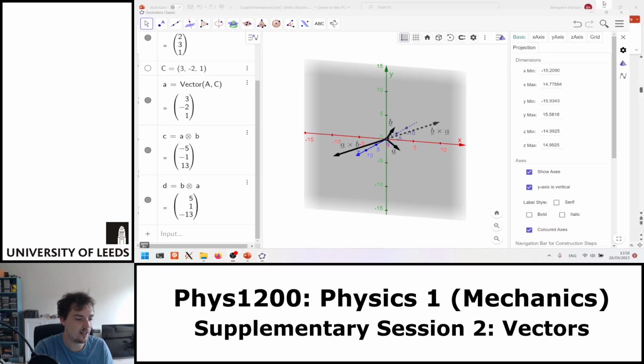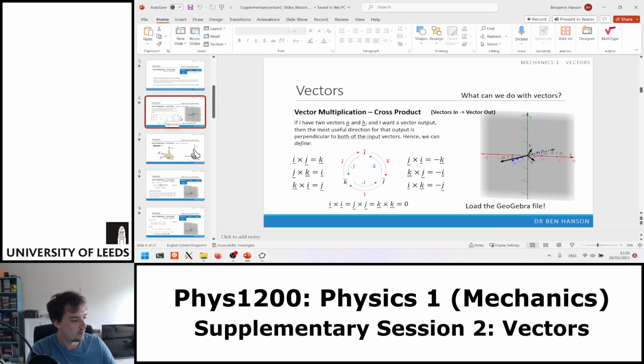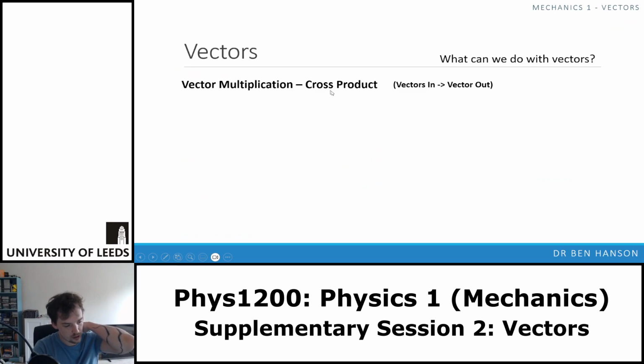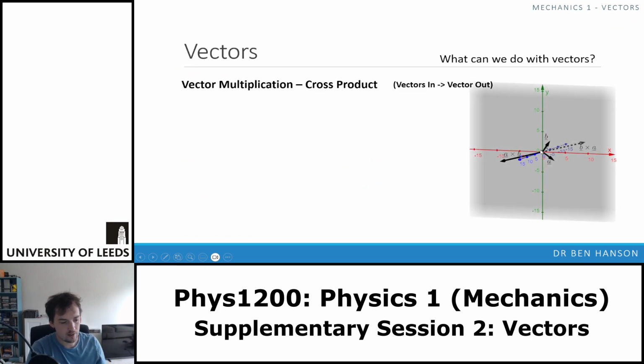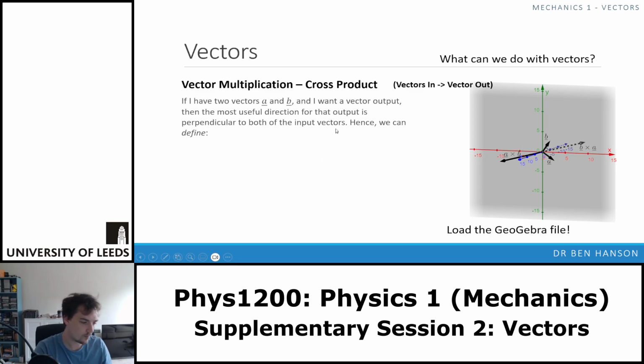Let's get rid of GeoGebra for now, and we'll move back to the PowerPoint thing. We'll keep the screenshot up though. So there's the screenshot. A cross B is there, B cross A is the dashed line at the back. There's A and there's B. Nice. If I have two vectors A and B and I want a vector output, then the most useful direction for that output is perpendicular to both of the input vectors. We've seen why that is.